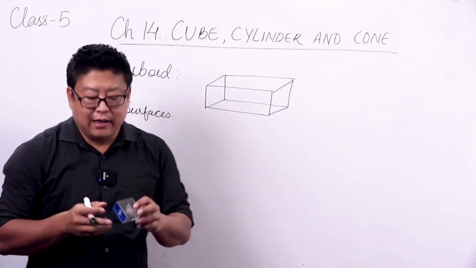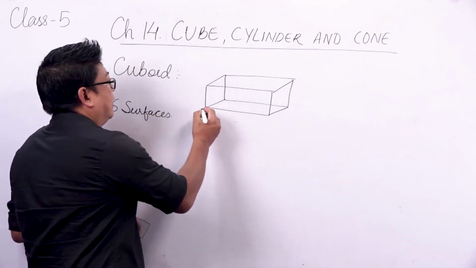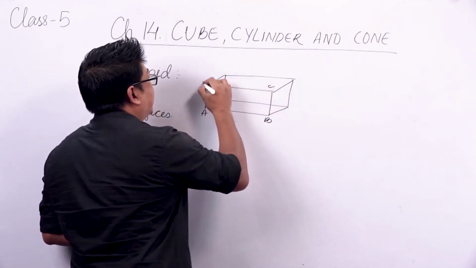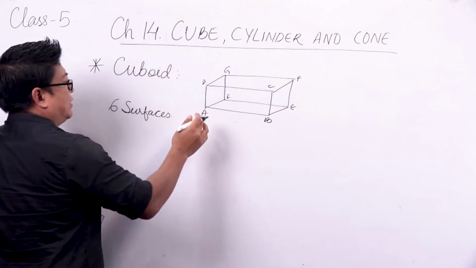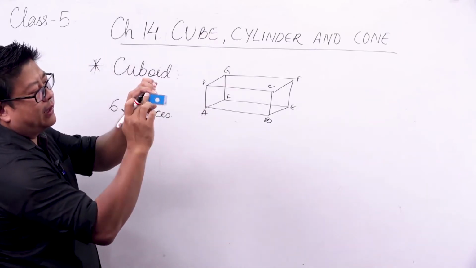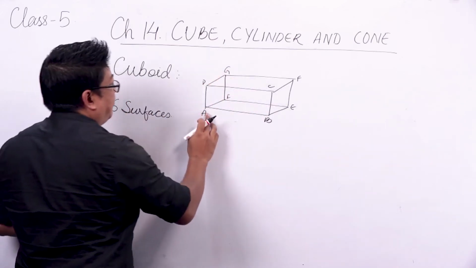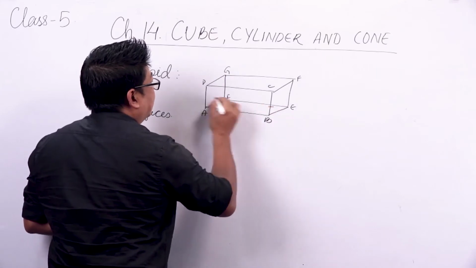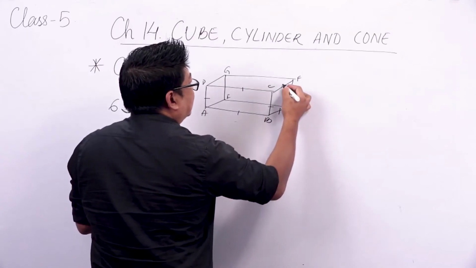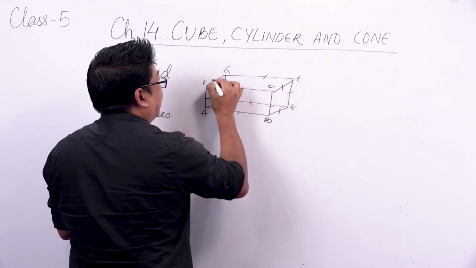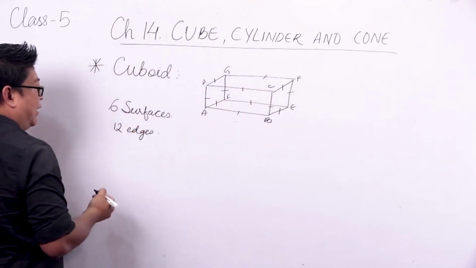And it has 12 edges. Let's mark this as A, B, C, D, E, F, G, and H. Edges means these edges, all right? All these are edges. So we will count it from here. One edge, two edge, three edge, four edge. On one surface, we have four edges, then 5, 6, 7, 8, 9, 10, 11, 12. So we have 12 edges, all right?